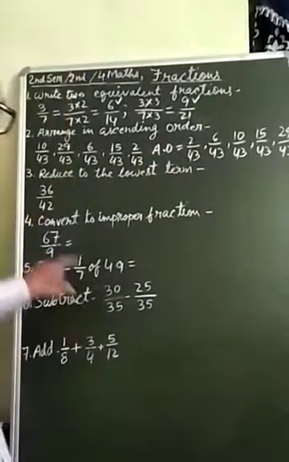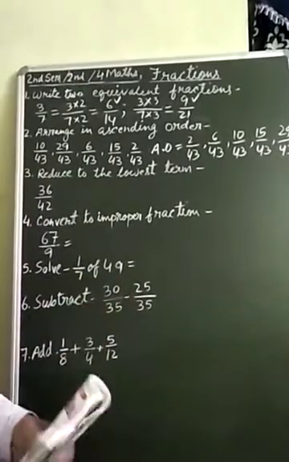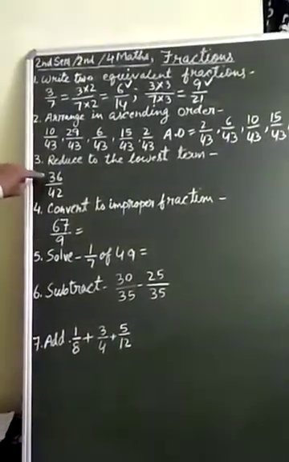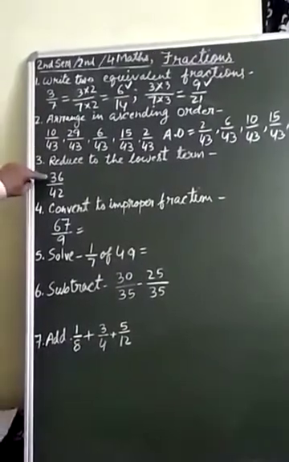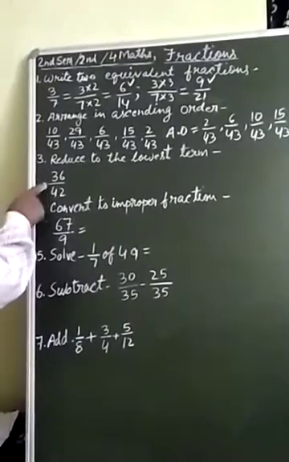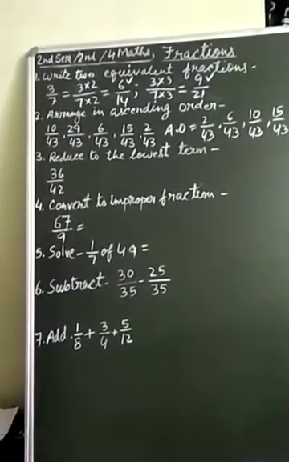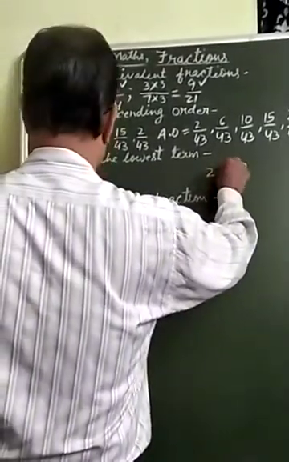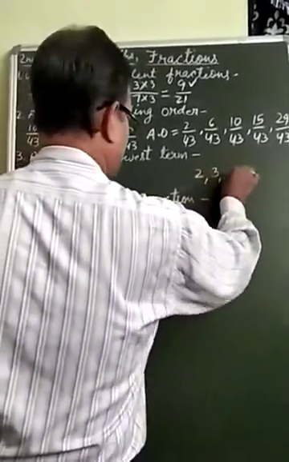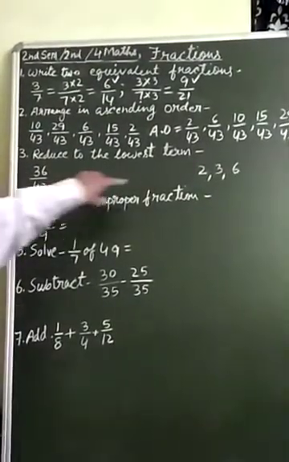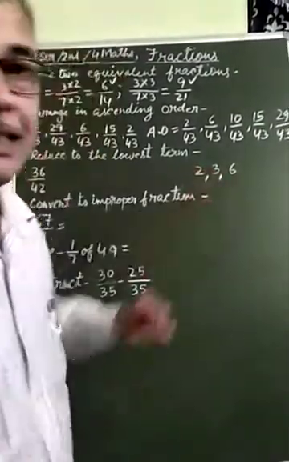Third question is, reduce to the lowest term. Children, look here, let us learn how to reduce a given fraction. It is 36 by 42. Numerator 36 and denominator 42 both are even numbers and they can be divided by 2, 3 and 6. Children, we can divide 36 by 42 by any one of these numbers.